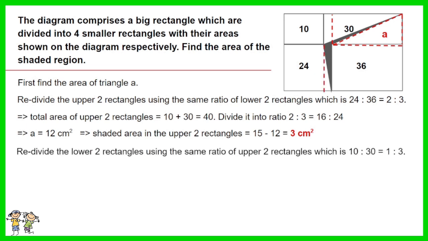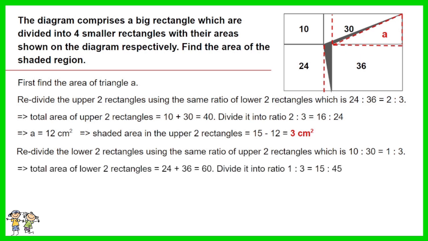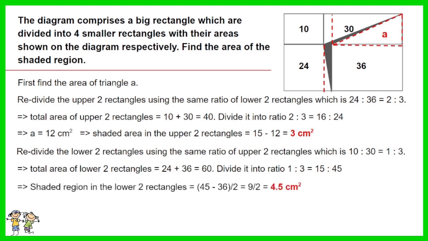Redivide the lower 2 rectangles using the same ratio of the upper 2 rectangles with ratio of 10:30, which is 1:3. The total area of lower 2 rectangles equals 24 plus 36 equals 60. Divide 60 into a ratio 1:3, which is 15:45. The shaded region in the lower 2 rectangles equals 45 minus 36, then divided by 2, which gives a result of 4.5 centimeters squared. The total area of the shaded region equals 3 plus 4.5 equals 7.5 centimeters squared.